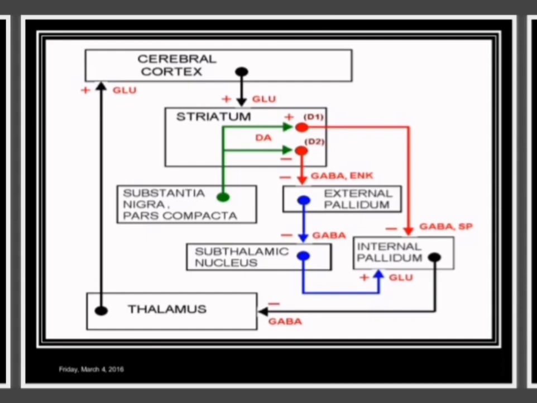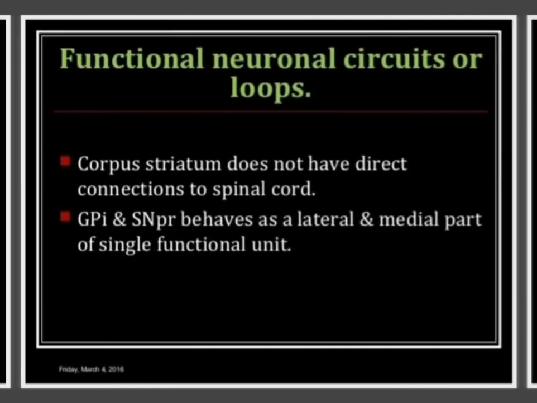Cerebral cortex. One thing is very clear: the afferents come from the cerebral cortex and all the efferents go to the cerebral cortex as well via the thalamus. Functional neuronal circuits or loops. Corpus striatum does not have direct connections to the spinal cord.